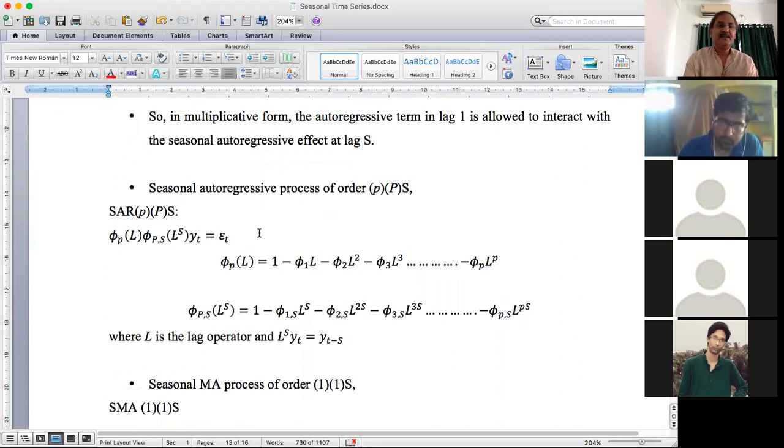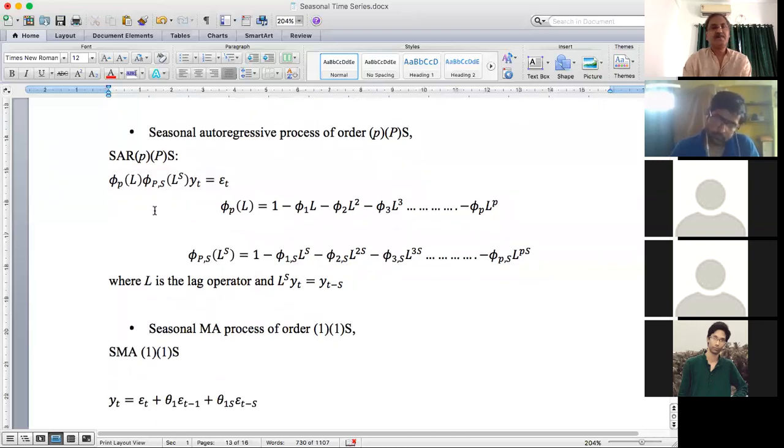Okay, so in general, we can denote it SAR (p, P, S). In the case of a non-seasonal time series, we have denoted this simply AR(p), autoregressive of order p. But in the case of seasonal autoregression, you need to denote it SAR of order (p, P, S), autoregressive of order p in the non-seasonal part, autoregressive of order capital P in the seasonal part, and the seasonal frequency S.